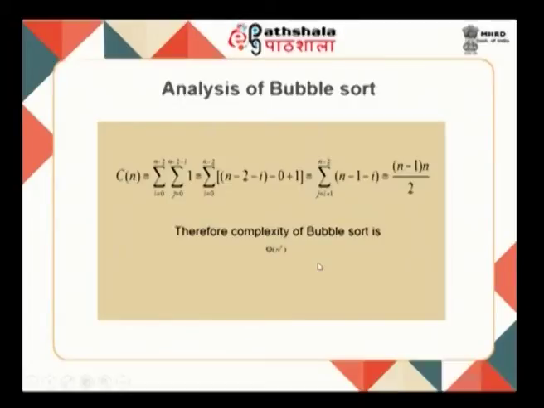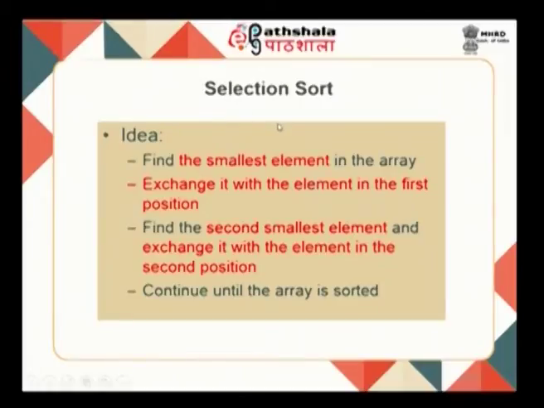In other words, the best case, worst case, average case, no matter how the input is, we have to carry out this comparison. Therefore, the complexity of this bubble sort comes down to theta of n square. This is what bubble sort is all about.